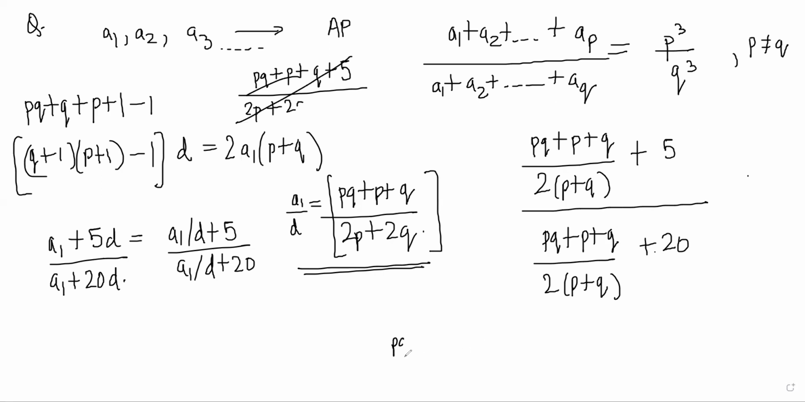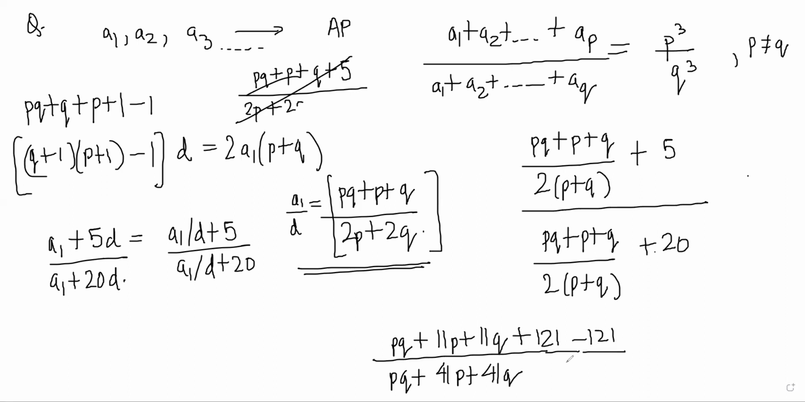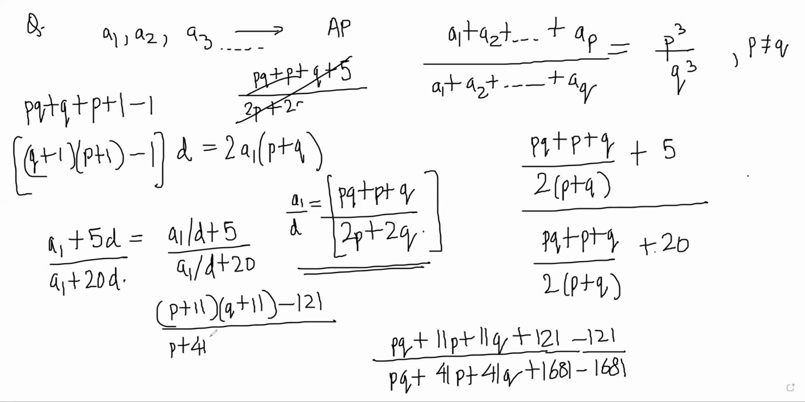On top you are getting PQ plus P plus Q plus 10P plus 10Q, so plus 11P plus 11Q. And on the denominator you are getting PQ plus P plus Q plus 40P plus 40Q, so 41P plus 41Q. So plus 121 minus 121, plus 1681 minus 1681. Write this as P plus 11 into Q plus 11 minus 121 by P plus 41 into Q plus 41 minus 1681.